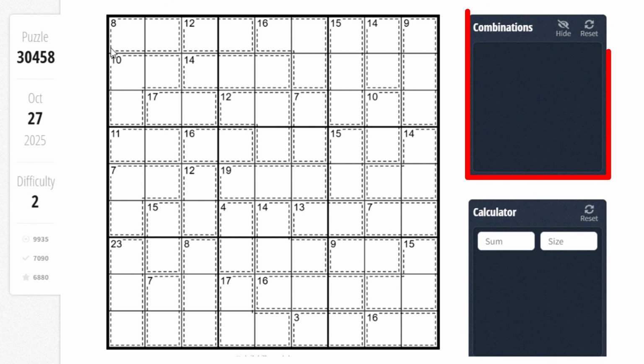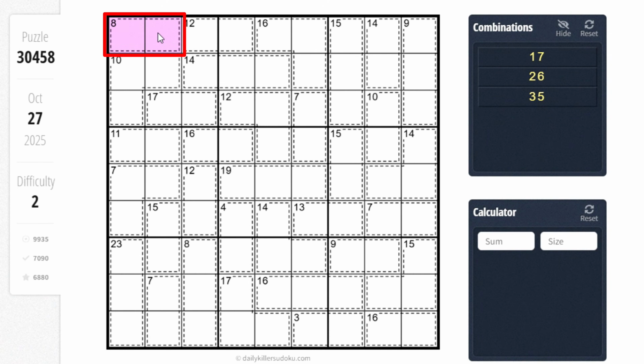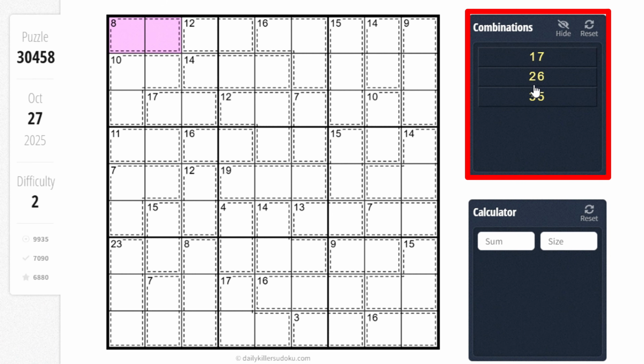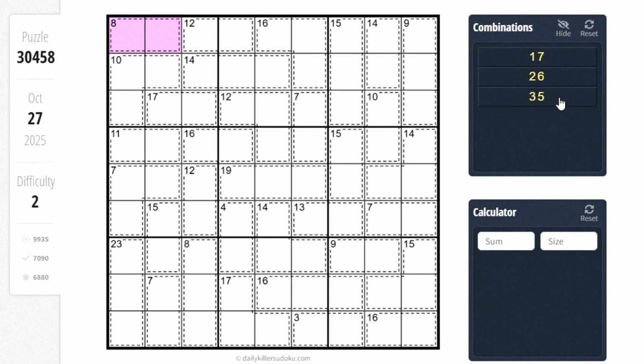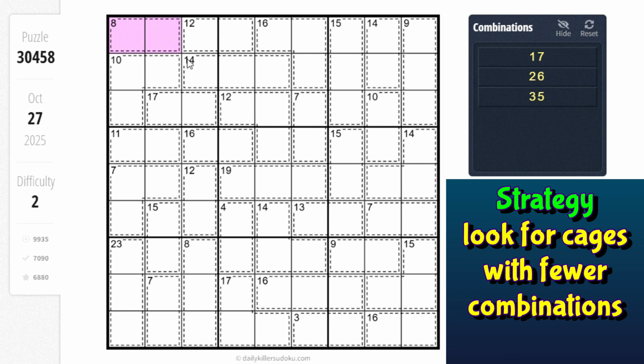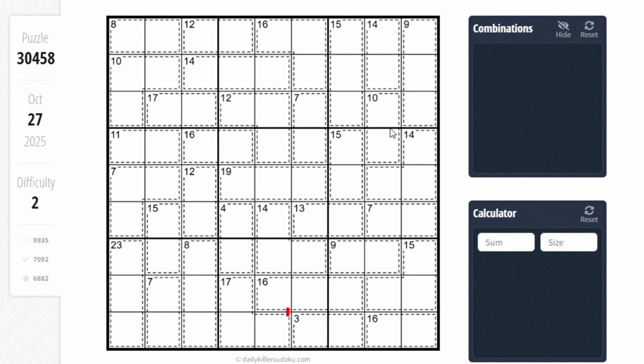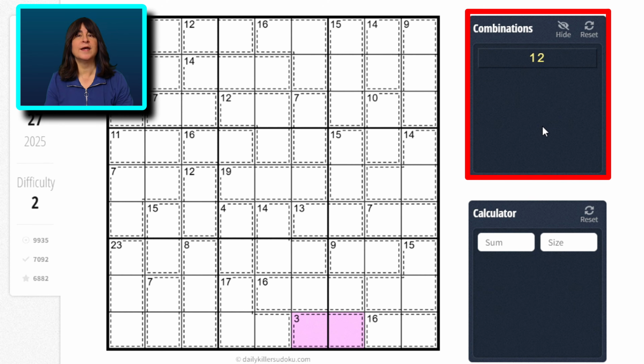Notice on the right side is a tool for combinations, so when I click into the 2-cell cage with an 8, you'll see in this box all the possible combinations. So that's really too many combinations to consider. So back to the first strategy that you should use when you solve a Killer Sudoku puzzle, and that is to look for cages that have less choices, obviously. For example, this cage down here consists of 2 cells, and the sum is 3. So it can only be a 1 or a 2, and I can enter those candidates very easily.